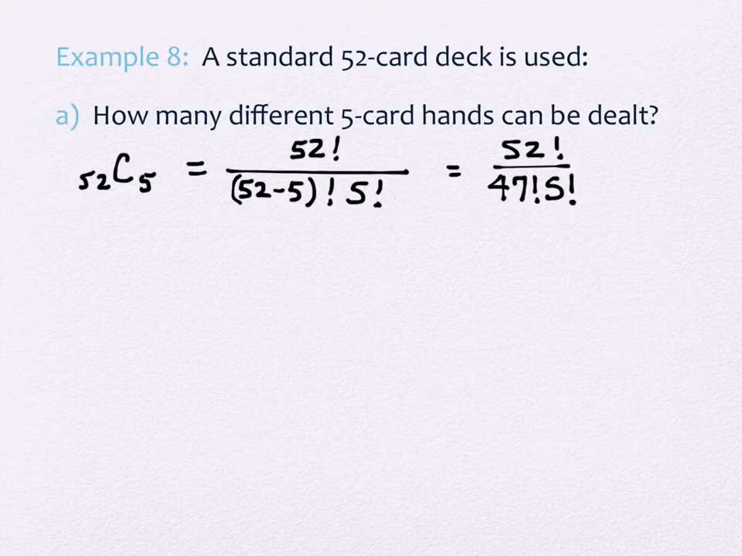Okay? So this is a really good example of one where we absolutely have to reduce if we're going to get the right answer. Okay, so let's take a look. We're going to write out 52 until I get to what? 47.